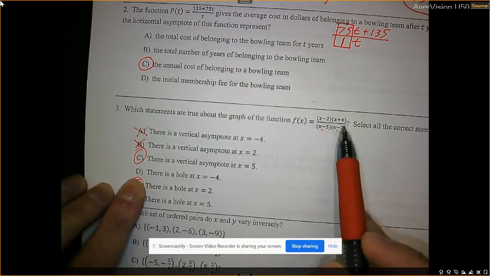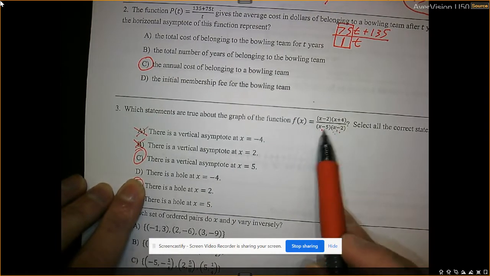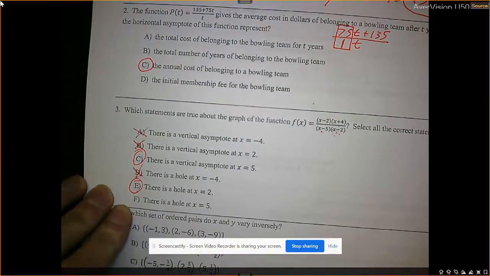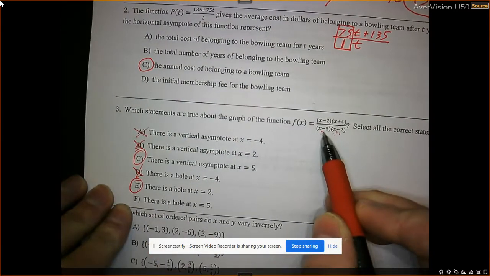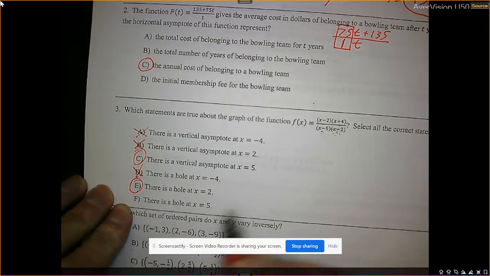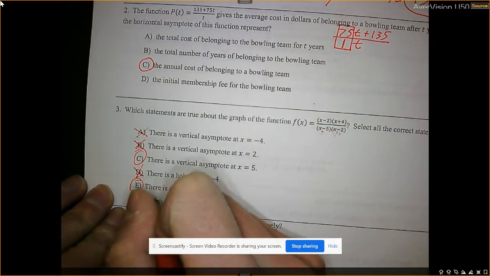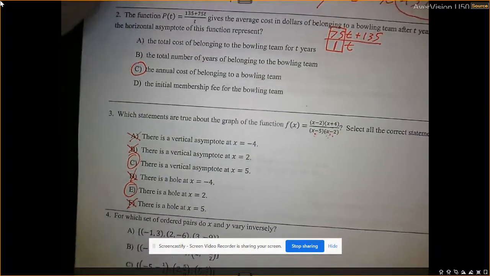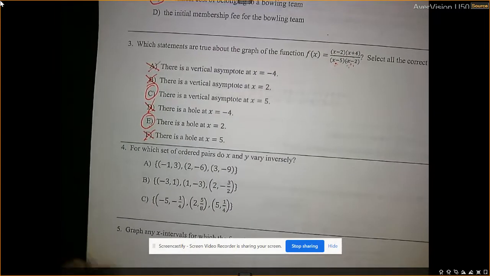A hole at x equals negative 4? Well, there's an x plus 4 up here, but there's not one down here, so no, that is not true. And a hole at x equals 5? Well, yep, we have an x minus 5 down here, but not an x minus 5 up in the numerator, so that is a no also. Okay, so just C and E there.